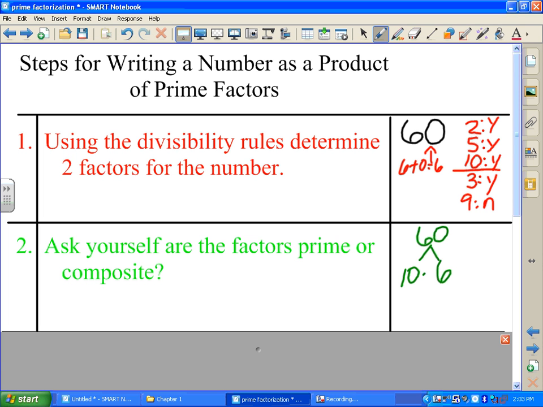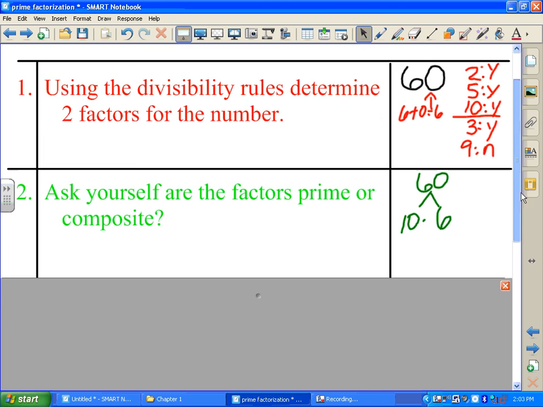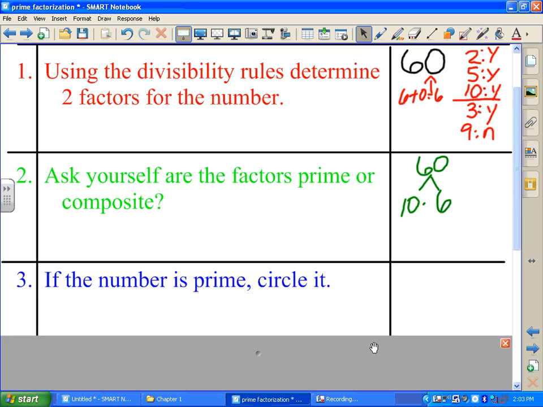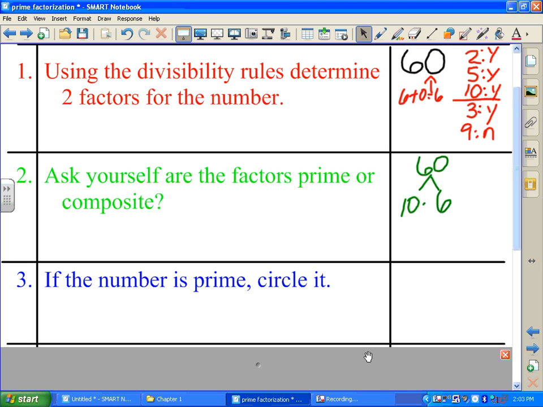Now, because both numbers are even, I know that my numbers are composite because there's only one even prime number, and that's the number 2. So 10 is composite and 6 is composite. So after you have determined the first two factors for your number, you determine if the factors are prime or composite. The next step is going to be, if the number is prime, circle it.